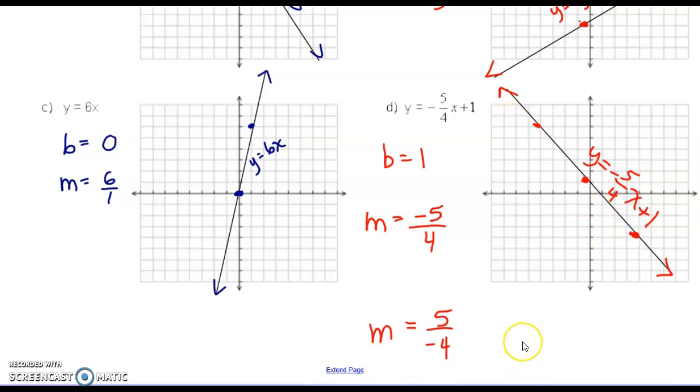It's important to remember, when I have a negative slope, only one motion is negative. So either you move down and right, or alternatively, I could move up and left. If I want to take this negative 5 over 4 and interpret it as 5 over negative 4, I'm going to move up 5. My rise is 5. My run is negative 4, left 4. And notice it's the exact same line that gets created.